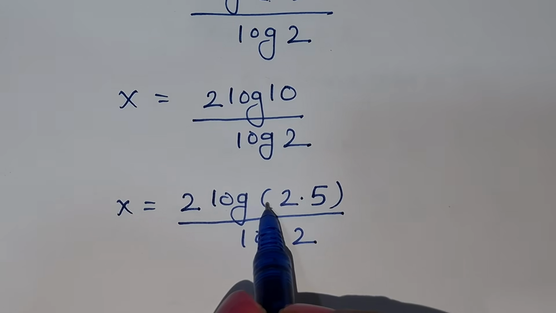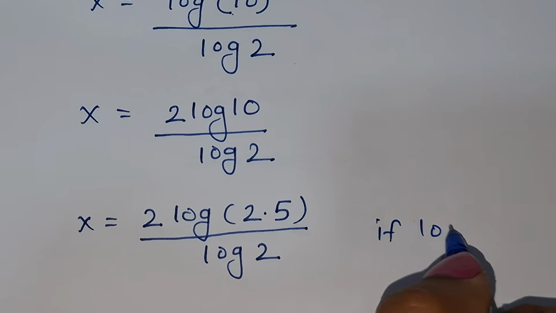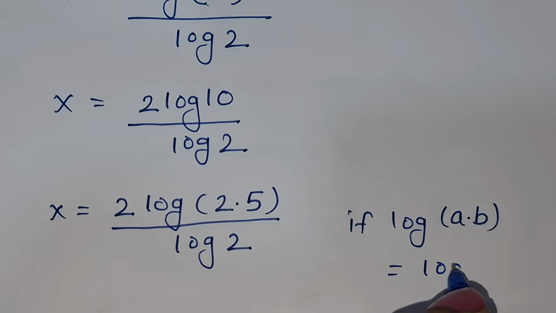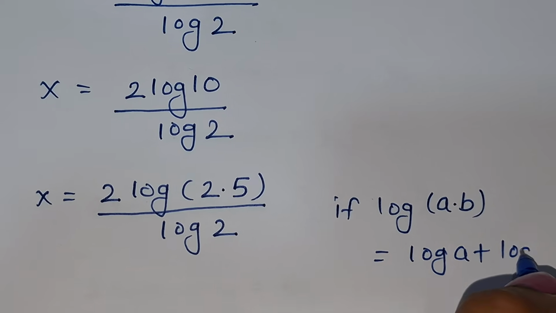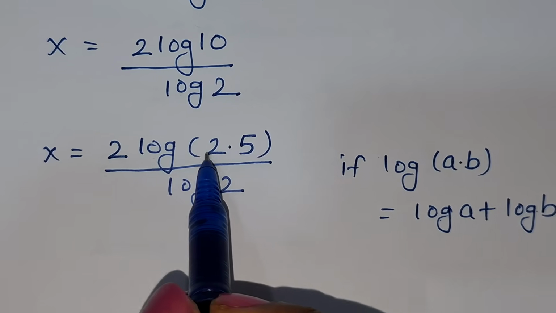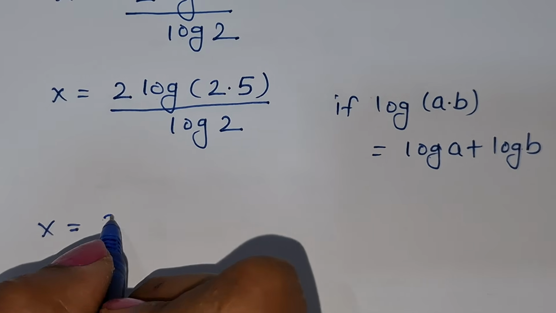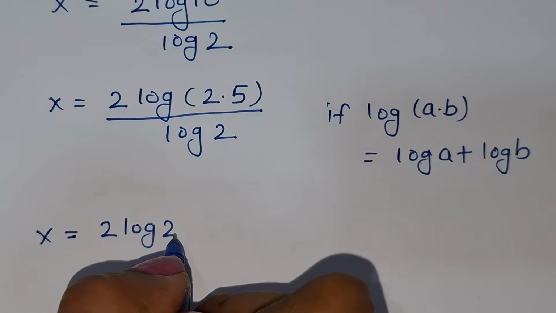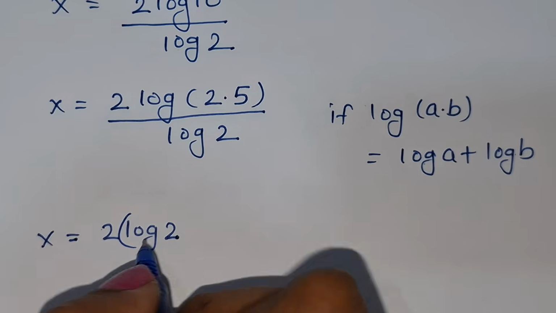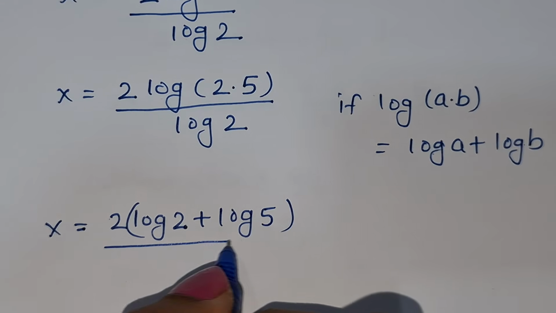Now this is log of a times b, so we use one formula: log of a times b is log a plus log b. Using this formula we can write 2 times (log 2 plus log 5). So x is equal to 2 times (log 2 plus log 5) divided by log 2.